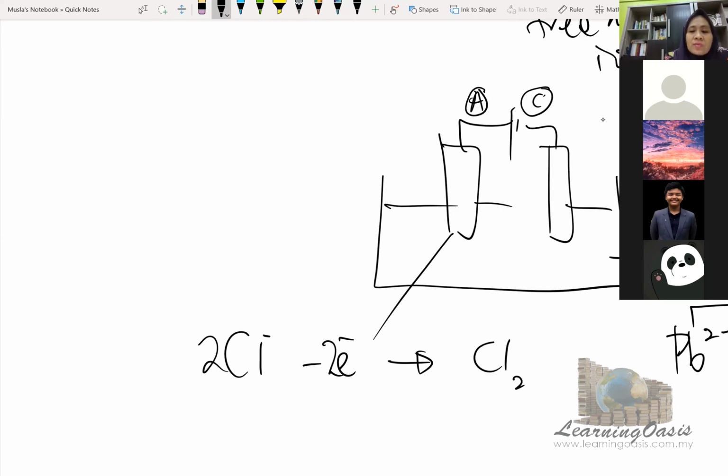Is this oxidation or reduction? Oxidation, right. Okay, now this electron will travel from anode to cathode, right? So remember, electrons always travel in the external circuit. So the electron travels from anode to cathode, right?